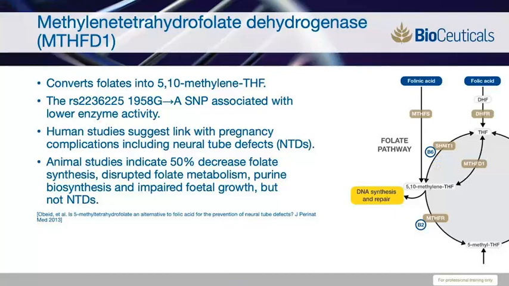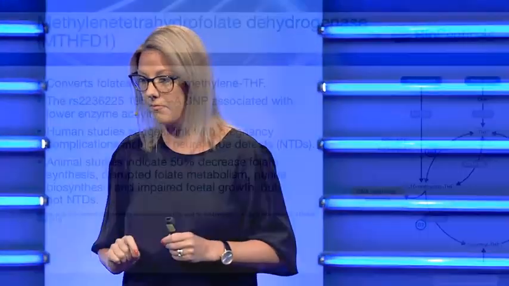So MTHFD1 is a very important gene. I've personally done research on this. It is really the enzyme that leads into that form of folate that's needed for DNA synthesis and repair. So it converts folates, or the tetrahydrofolate, into 5,10-methylene. There is a particular SNP, the 1958 G to A. So there's a couple of SNPs in MTHFD1, but this is the one by far that has the most research and that you want to look out for.